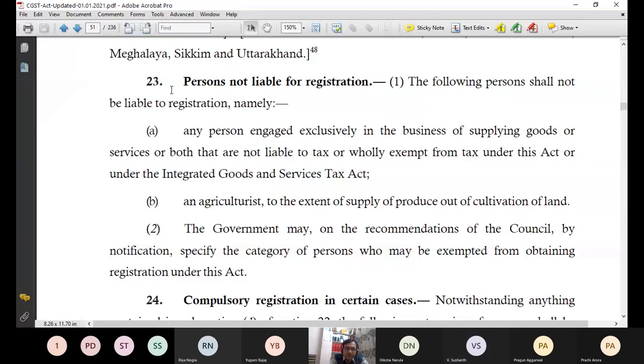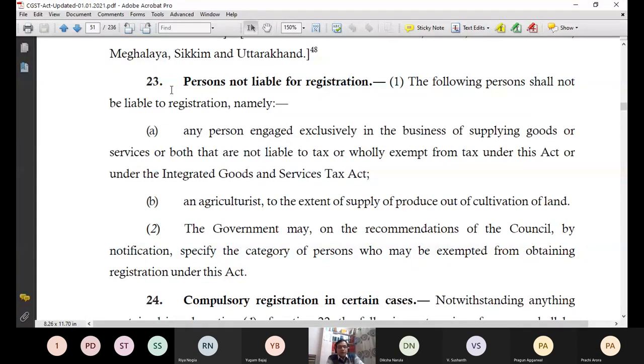Alcohol. Not only alcohol, you should use a complete sentence: alcohol for human consumption. Yes, sir. If alcohol is used for medicine purposes, it's liable. Alcohol for human consumption. And five petroleum products also, which are not yet liable because the government has not yet finalized the date.